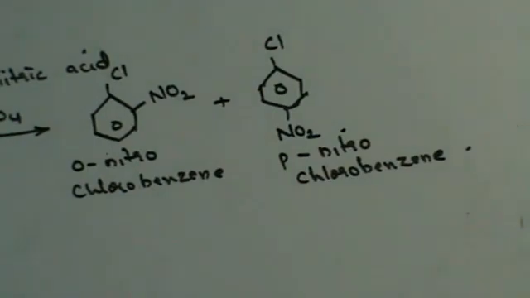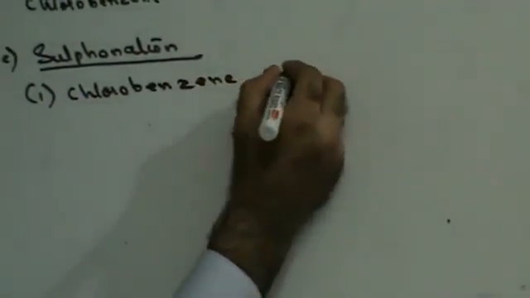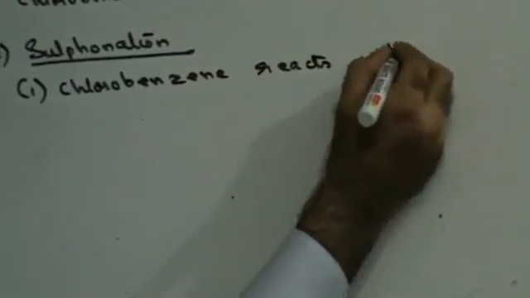Fine. Next, the third reaction that you have is sulfonation. It is a process in which the aromatic compound reacts with concentrated sulfuric acid to form again ortho and para sulfonic acids. Similar to the previous two reactions, what happens when chlorobenzene reacts with sulfuric acid?